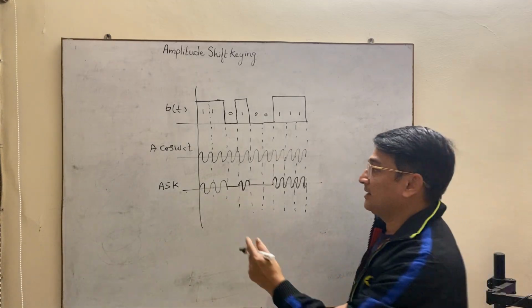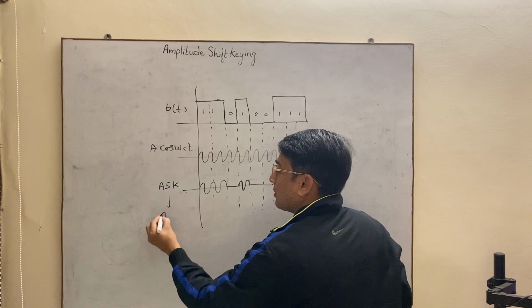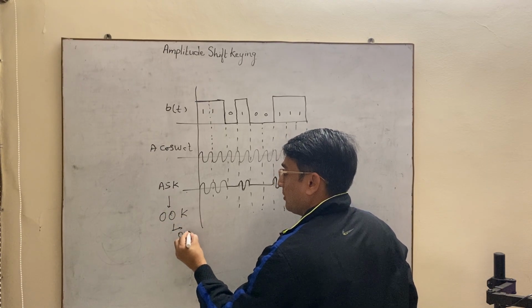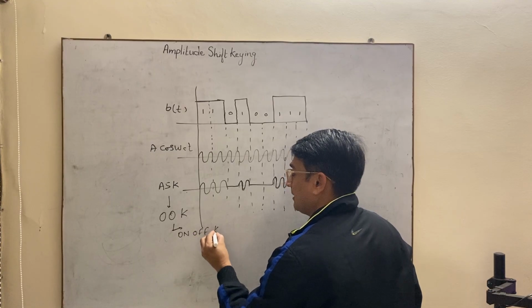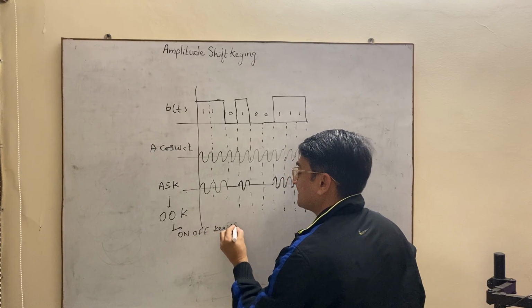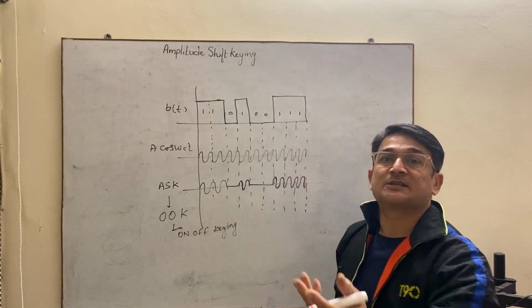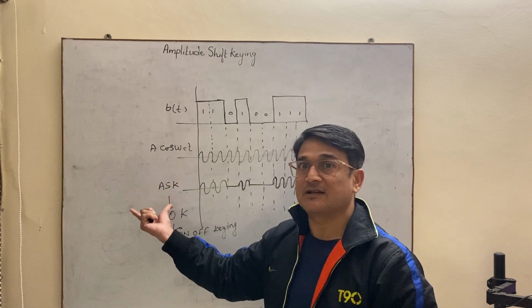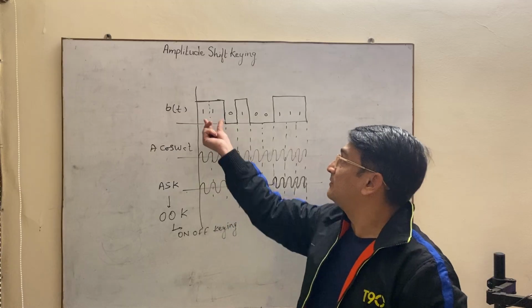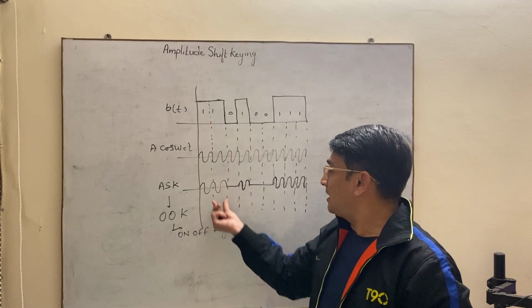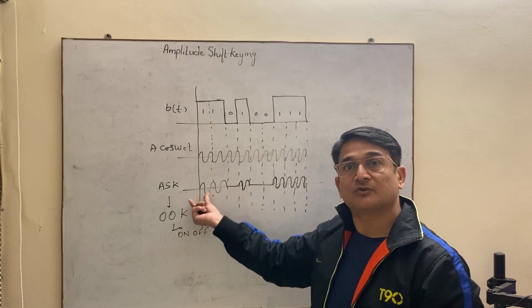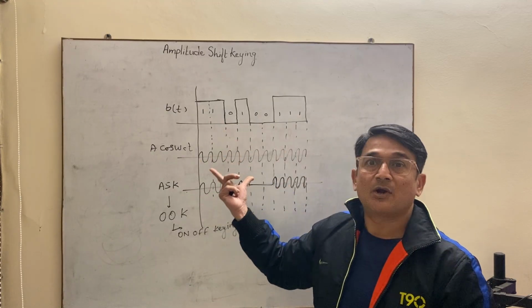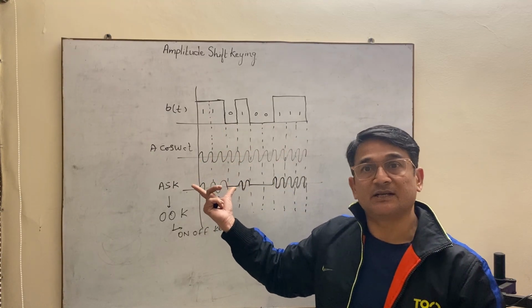And one more thing, this ASK signal is also called OOK. OOK stands for on-off keying. So this is another name for ASK. Suppose in the exam they ask, explain OOK. Don't get confused. OOK is nothing but the ASK signal only, because on-off means when the bit is 1, the signal is on. When the bit is 0, the signal is off. So that is why it is called the on-off keying technique. So this is basically what is called the amplitude shift keying signal.